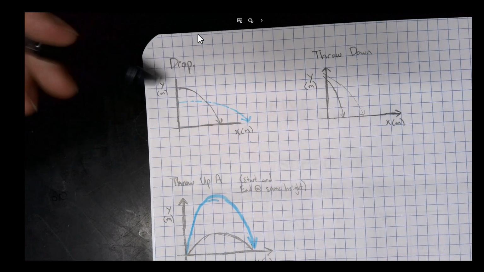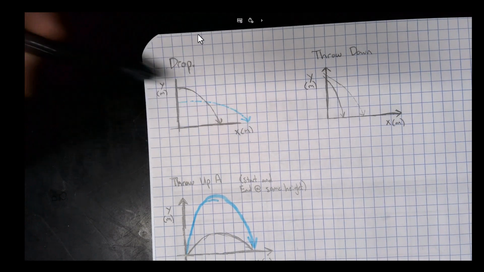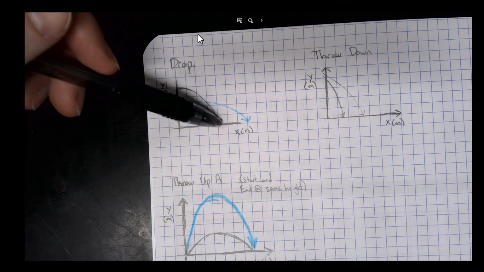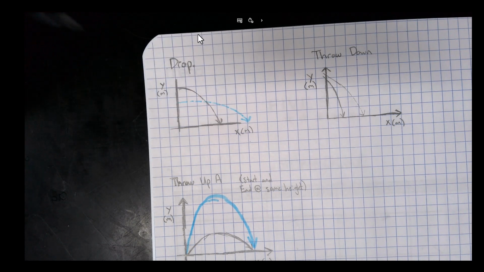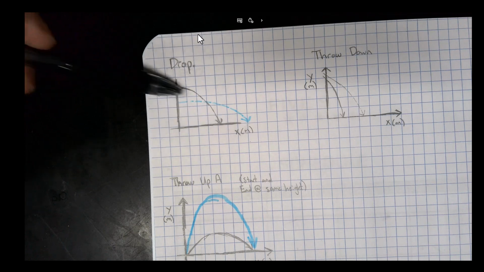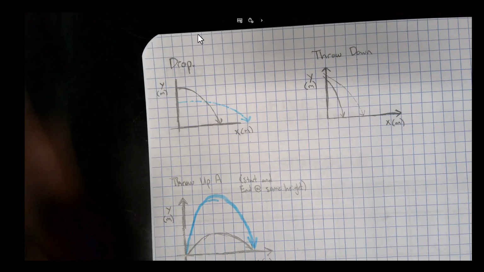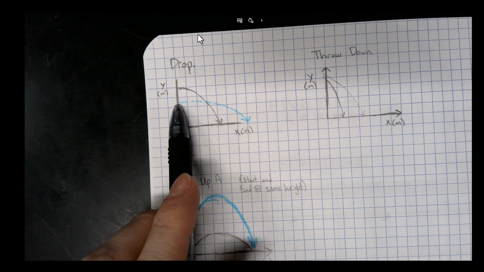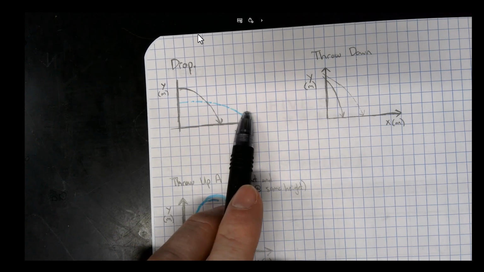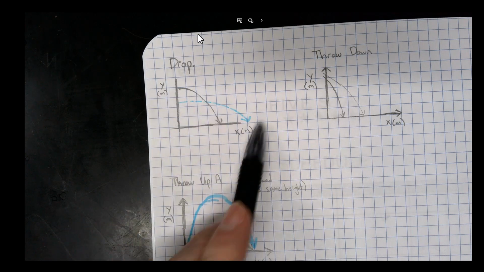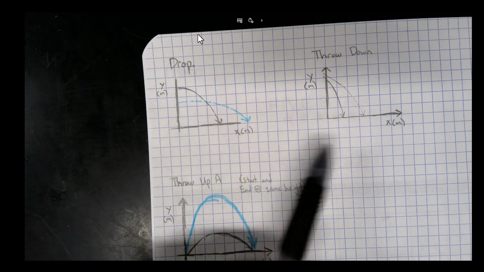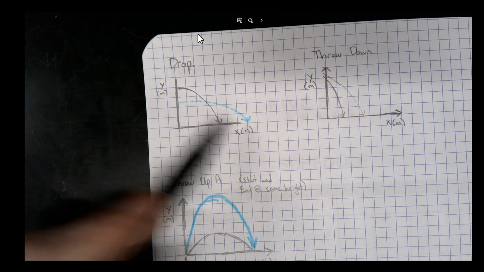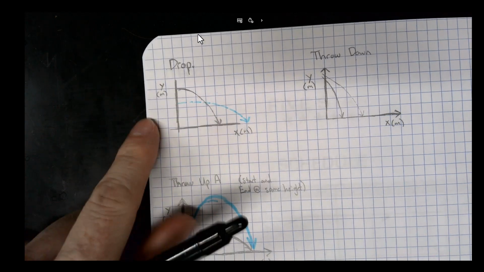So a drop problem is going to look like half of a parabola. It will start at some height, and then it will swoop down to get down to the ground. It doesn't matter what the initial velocity is in the x direction, like this one's going faster in the x direction, but it's still going to look like that. These aren't really graphs, these are just a picture of what's going on with the motion. So that's what a drop problem would look like.